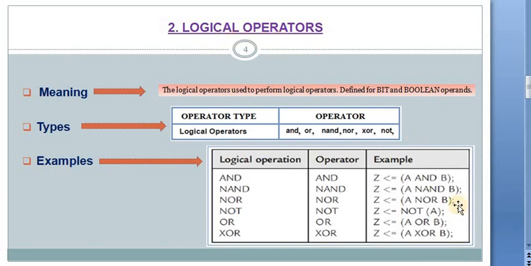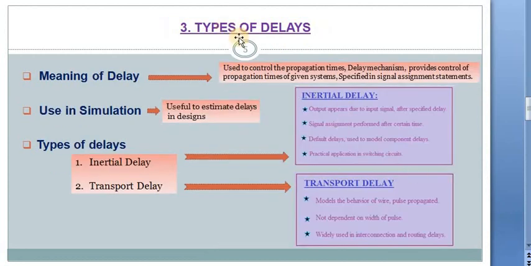Now let's move to the next slide for the study of types of delays. So what is the meaning of delay? These are the statements which are used in the VHDL code to control the propagation times. What that means is, the delay mechanism provides control of the propagation time of the given system. But here one thing must be kept in mind, that delays are always specified in signal assignment statements.